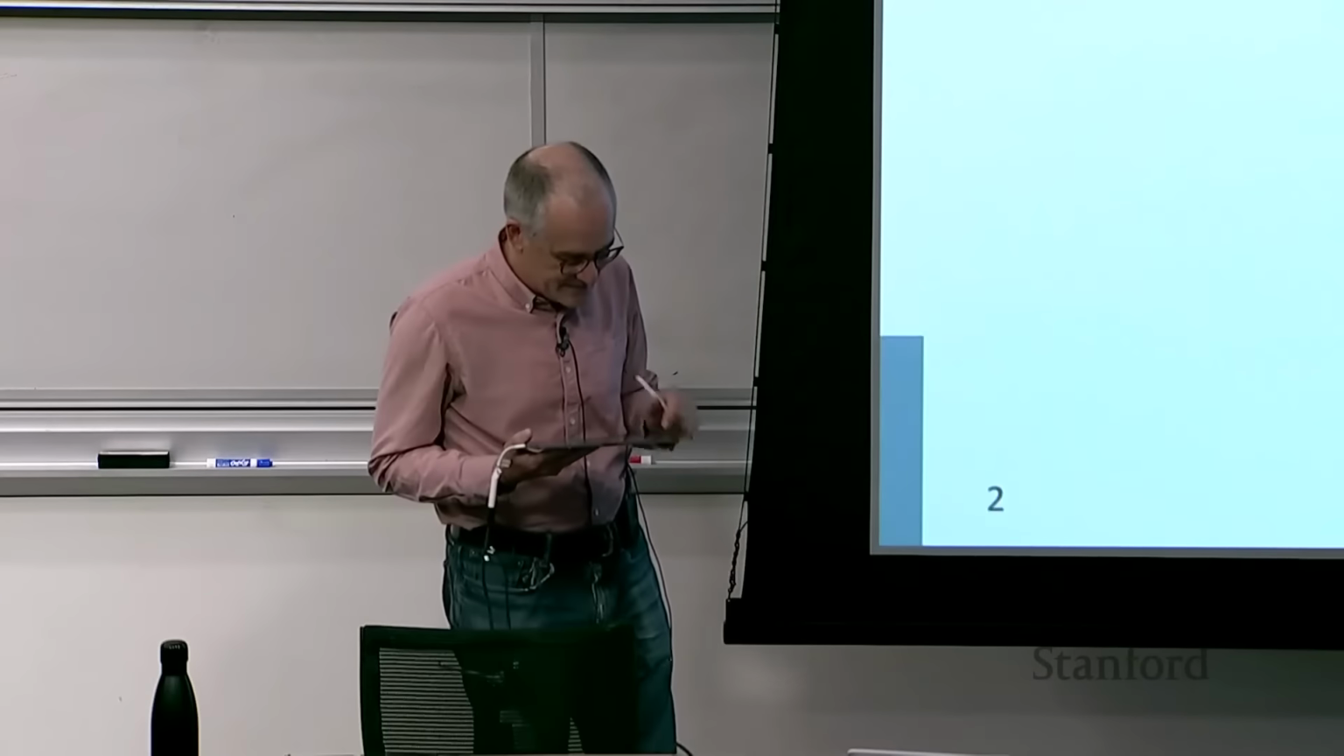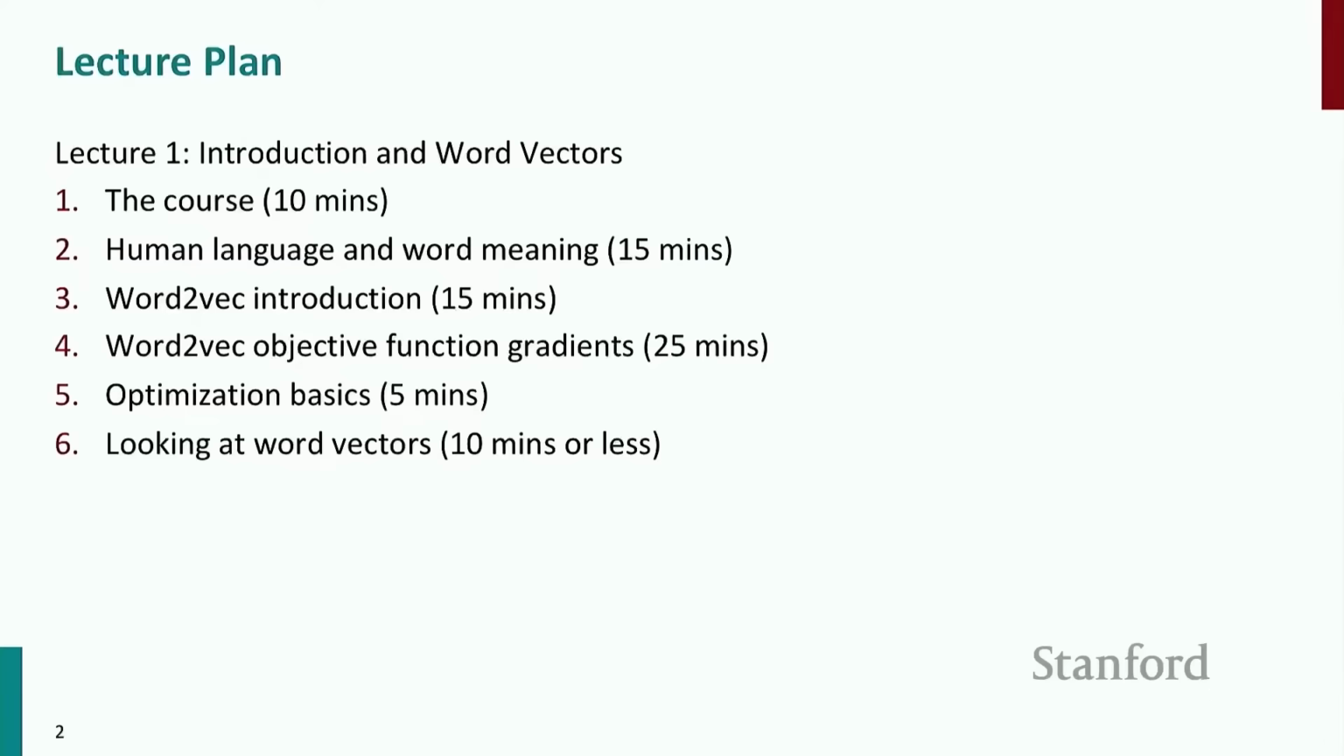Okay, so this is the plan for what I want to get through today. First of all, I'm going to tell you about the course for a few minutes, then have a few remarks about human language and word meaning. Then the main technical thing we want to get into today is start learning about the word2vec algorithm. The word2vec algorithm is slightly over a decade old now. It was introduced in 2013, but it was a wildly successful, simple way of learning vector representations of words.